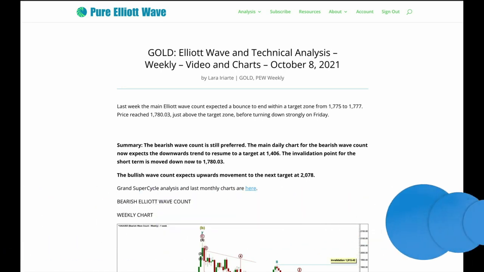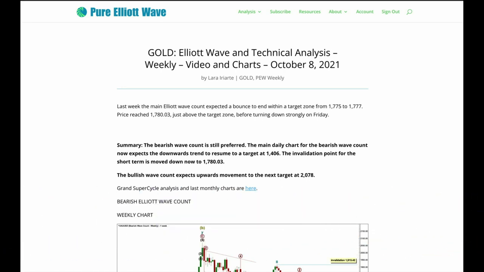I had expected a bounce to end in a target zone 1775 to 1777. It reached a little above that point, 1780.03, and it turned down really strongly on Friday, giving us a shooting star candlestick pattern on the daily chart. The bearish wave count still is preferred and the downwards target remains at 1406, and now I expect price to continue lower overall toward that target.